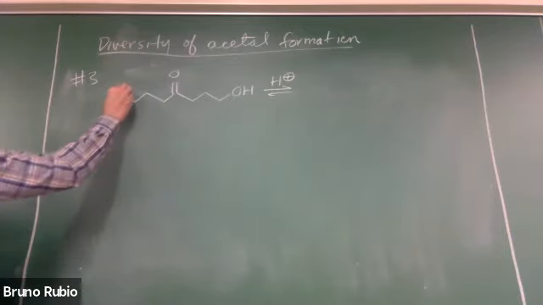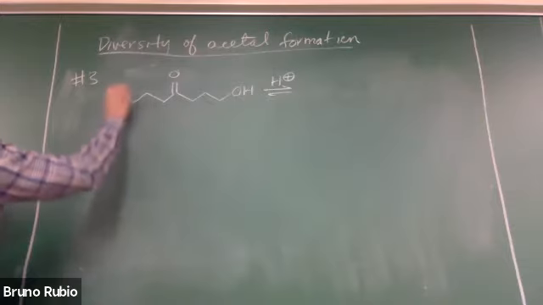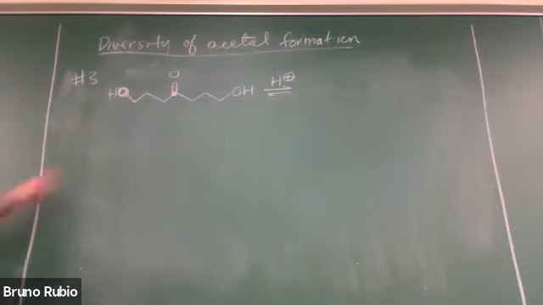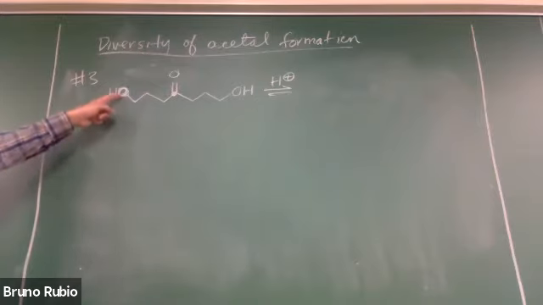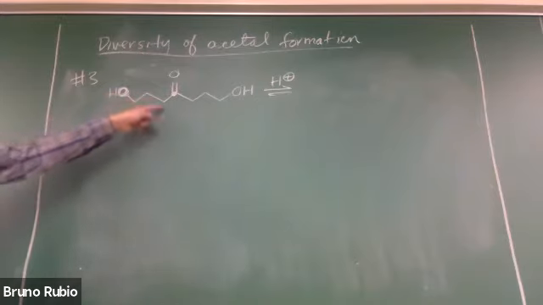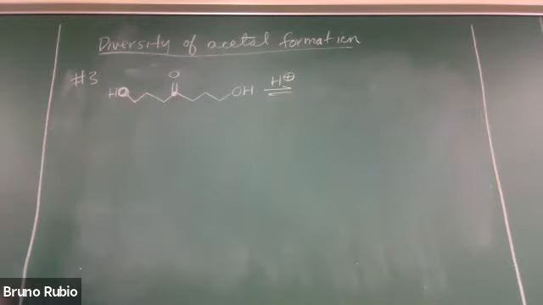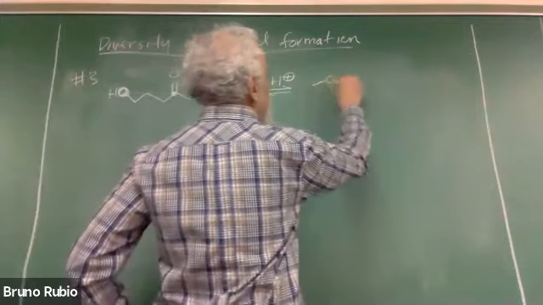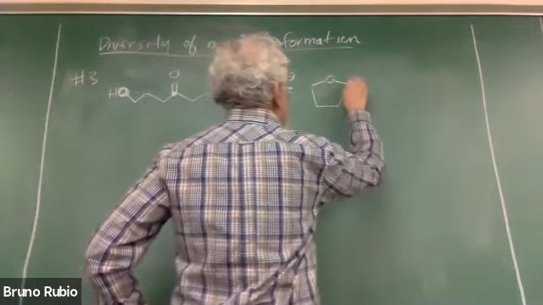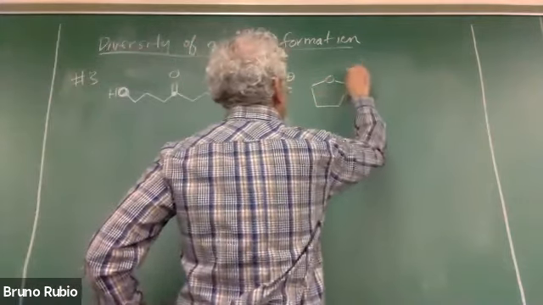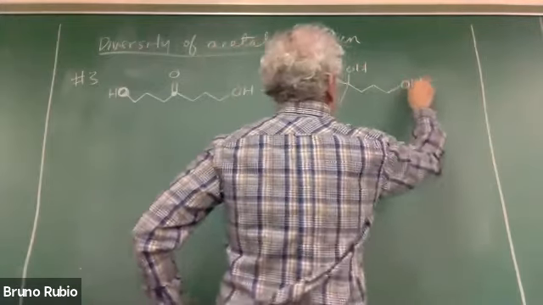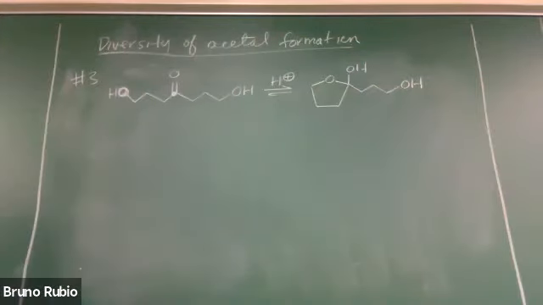And when I hook up, I'm going to hook up this oxygen, I'm going to put him in bold face, I'm going to hook him up to that carbonyl carbon, and I see I can make a 1, 2, 3, 4, 5 membered ring. And so this makes the 5 membered ring cyclic hemiacetal. Right? And the other OH group hasn't done anything yet.